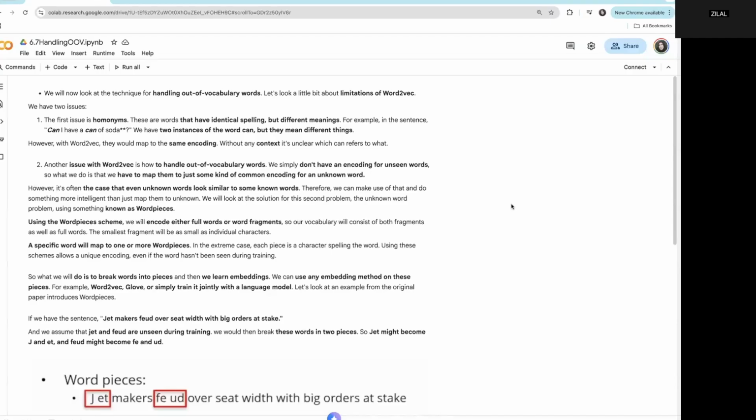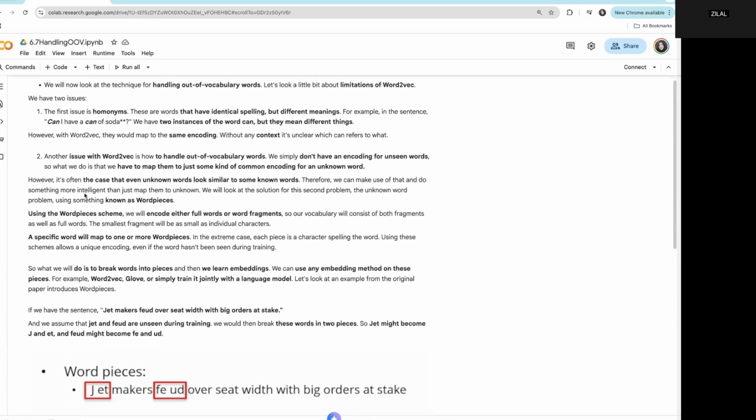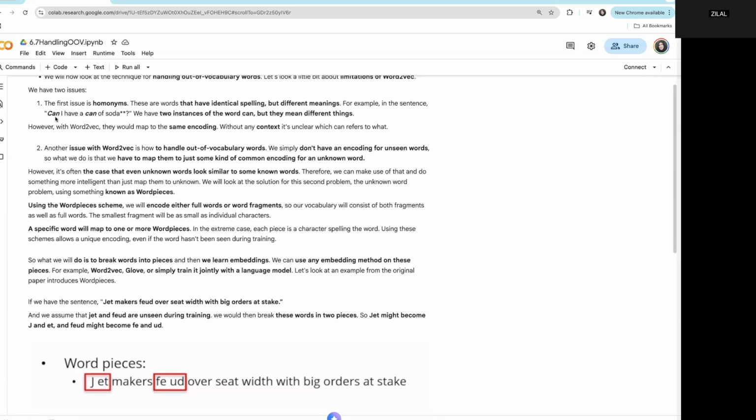We will now look at the technique for handling out-of-vocabulary words. Let's look a little bit about limitations of Word2Vec. We have two issues. The first issue is homonymous. These are words that have identical spelling but different meanings. For example, in the sentence, "Can I have a can of soda?" we have two instances of the word can, but they mean differently.